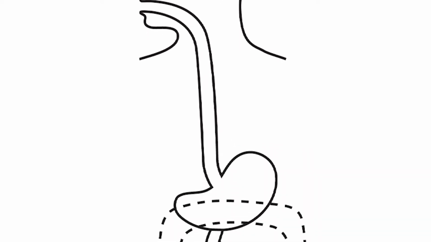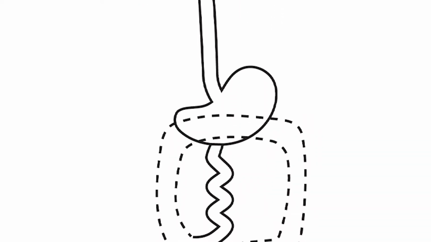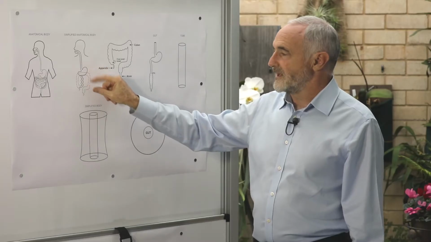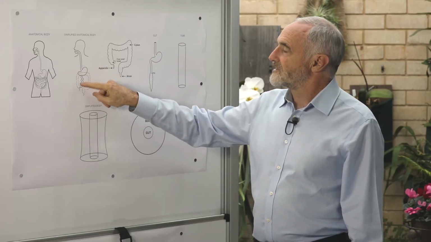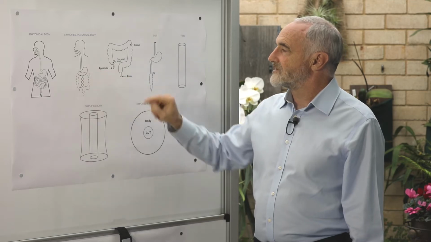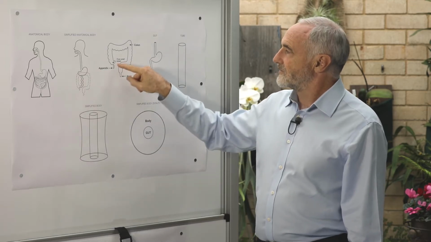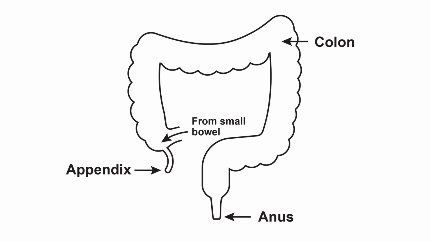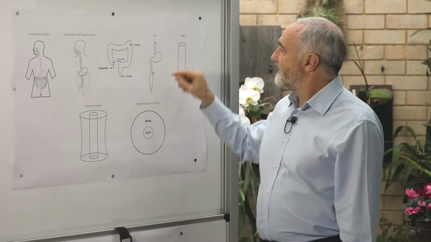It takes it to the stomach, and the stomach then delivers it to the small bowel, which has been greatly reduced here. It's normally about 7 meters. And it then goes to this dotted line area, which is the large bowel, which really looks more like that. You've got the appendix at the start of it, and you've got the anus at the end of it.